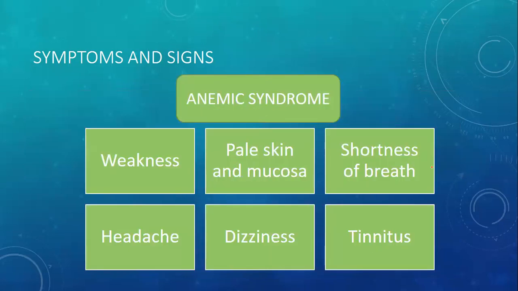Let's go on. So here we have what is called anemic syndrome. This anemic syndrome is what you should, well, when you go see a patient and this patient is weak, has pale skin and mucosa, shortness of breath, headache, dizziness, and tinnitus, this person has anemic syndrome, okay? You do not write yet anemia because you are going to confirm the diagnosis of anemia when you get your labs, right? Until then, you only have anemic syndrome.